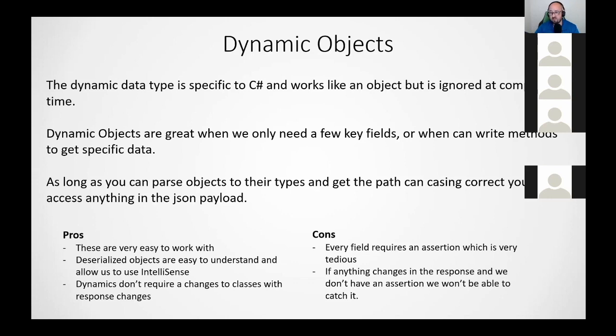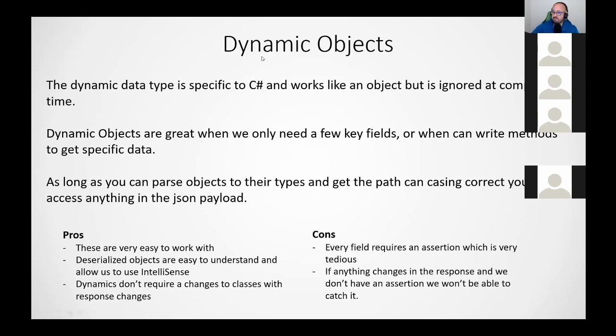We're going to talk about deserialized objects that have IntelliSense. Dynamic objects don't necessarily give us that IntelliSense. They don't require a bunch of classes. With response changes, you can just put it in there, access it, override it, access it, and you're fine. One of the things about this, and the same with the deserialized objects, is every field requires assertions whenever we're doing our tests, which can be very tedious. And if anything changes in the response that we don't have an assertion on, we won't be able to catch it, right? That's the main thing with this kind of testing like status codes and specific fields.